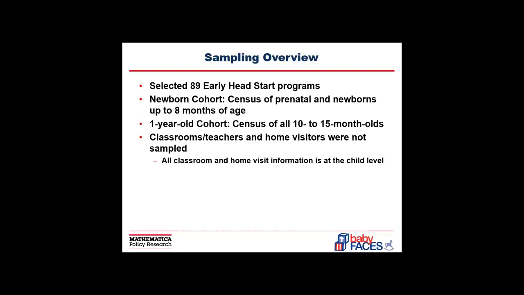We followed these children over time until they became ineligible for the study, which essentially means they left the program. We did not sample teachers or home visitors, so staff and quality information is always at the child level. In the reports, we address this by saying things like, this percentage of children had teachers with that level of education.